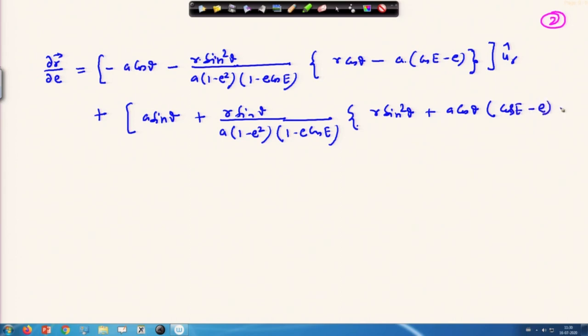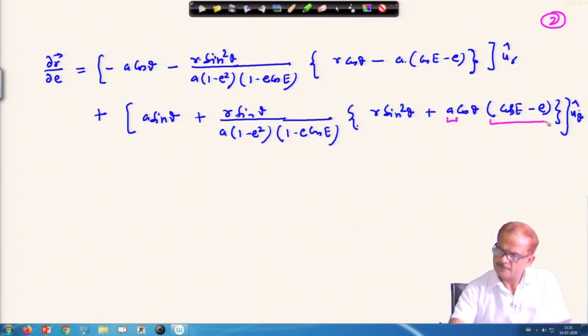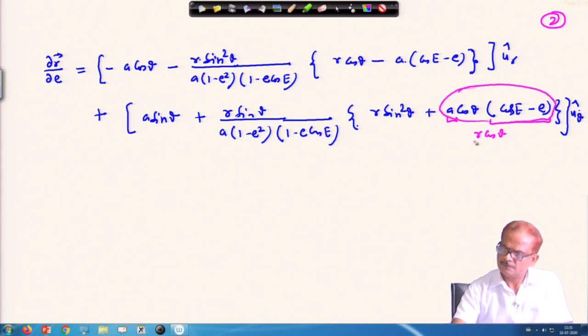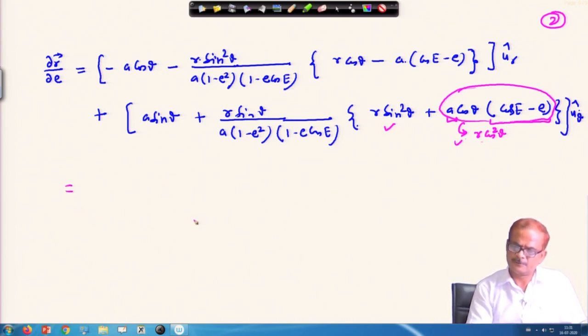Cos e minus e. Okay, so for one step I will save here by writing this quantity. The quantity a times cos e minus e is nothing but r cos theta. So, this whole term then gets reduced to r times cos square theta. So, this term is nothing but r times cos square theta. So, this plus this makes it r.